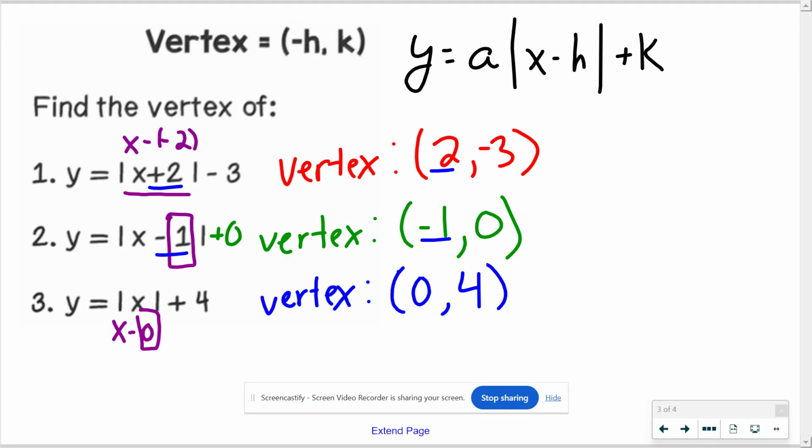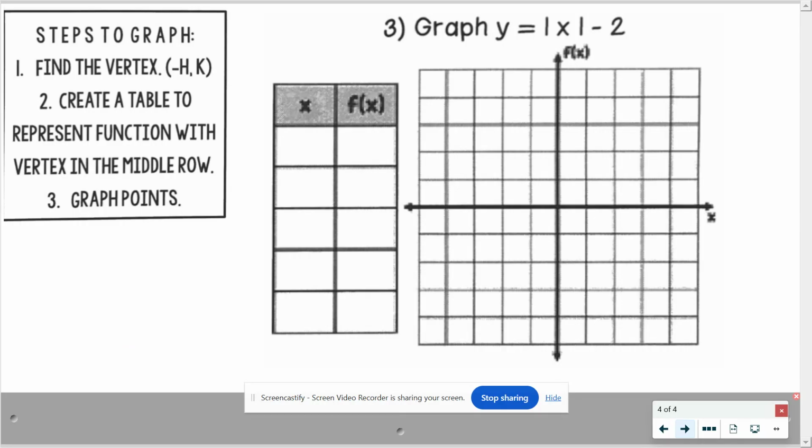Let's now talk about how we graph knowing how to find the vertex, and let's go through an example. So the steps that we're going to take to graph is, the first thing we have to find is the vertex. We're then going to create a table to represent the function with the vertex in the middle row, and then we're going to graph some other points.